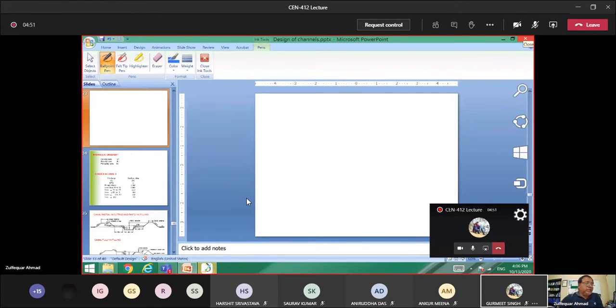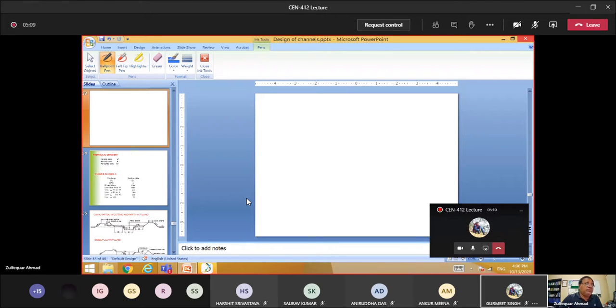So whatever methods we have to use for the design of the canal, see here, we are talking about the alluvial canal. We are not talking about the lined canal right now. So all the detailings are related to the unlined canal or the alluvial canal.